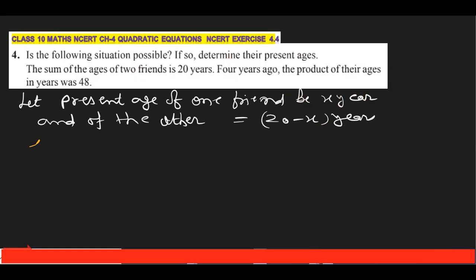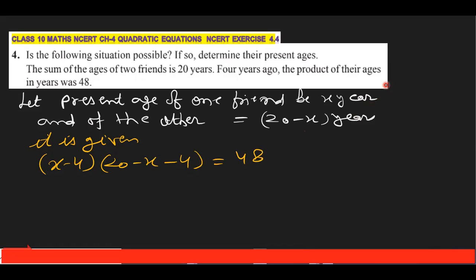It is given that, the age of the first friend: the present age is X years, 4 years ago his age was X minus 4 years, and the present age of the other friend is 20 minus X years. The age of this friend before 4 years was 20 minus X minus 4, and that product is given as 48. So X minus 4 into 16 minus X is 48.